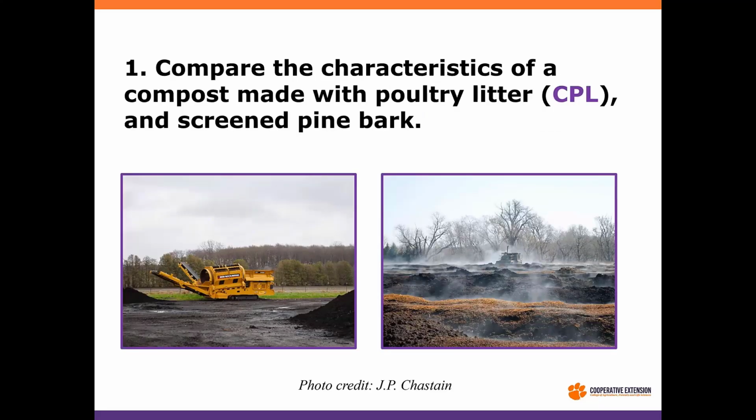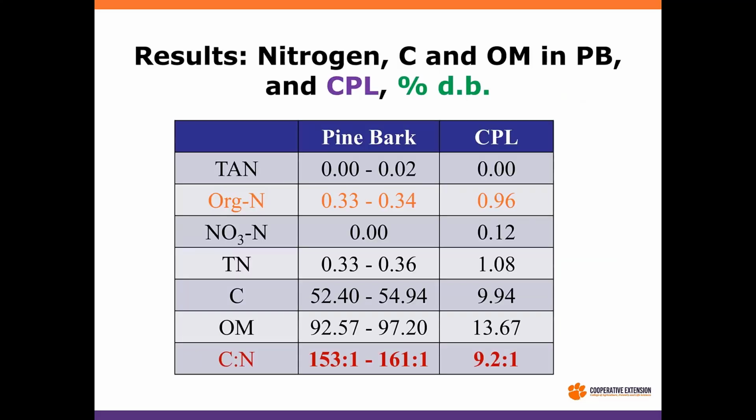So first thing, let's compare these characteristics. Now, if we look at the pine bark and the CPL, that's the composted poultry litter, these are on percent dry basis. You can obviously see you got a good bit of organic nitrogen. Obviously, the composted poultry litter is kind of winning in most of these: organic nitrogen, but also the C to N.